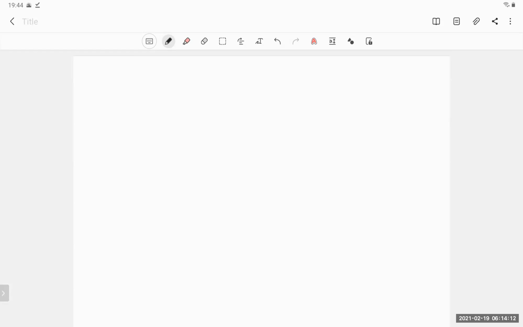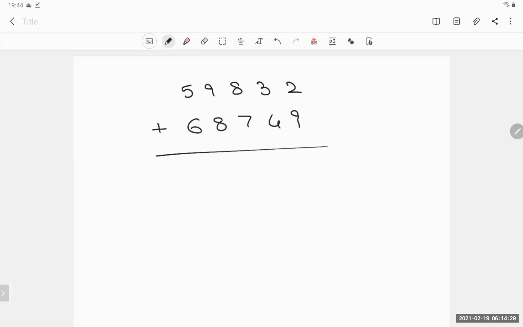I'll tell you where it makes a difference. Many a time in CAT, you will have questions where you have to add 5 digits or 6 digits. So for example, if I have a number like 59832 plus 68749. Let's use the same method, guys. When I add 9 to these two numbers, what will it become? Somebody do it with me. What is 9 plus 32? 41. 41 plus 40? 81.